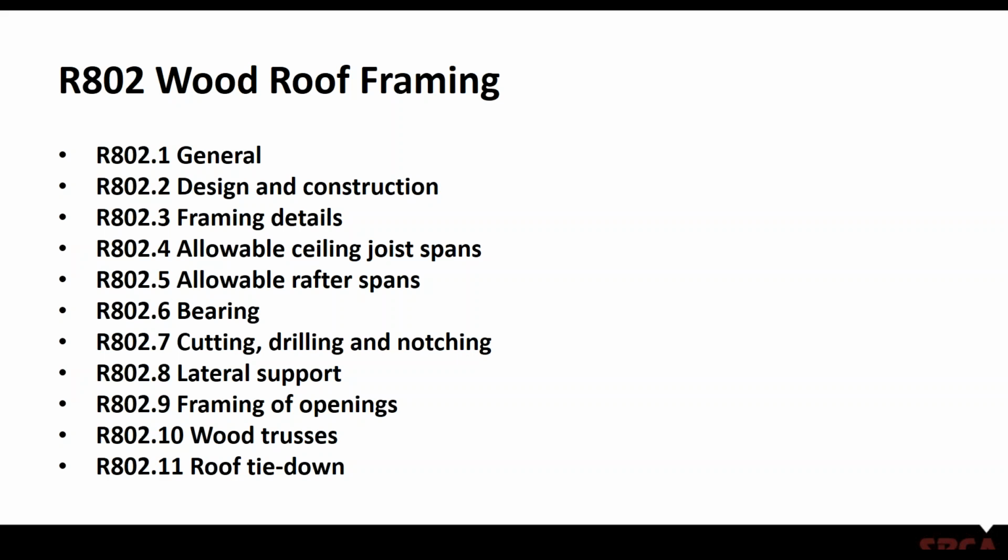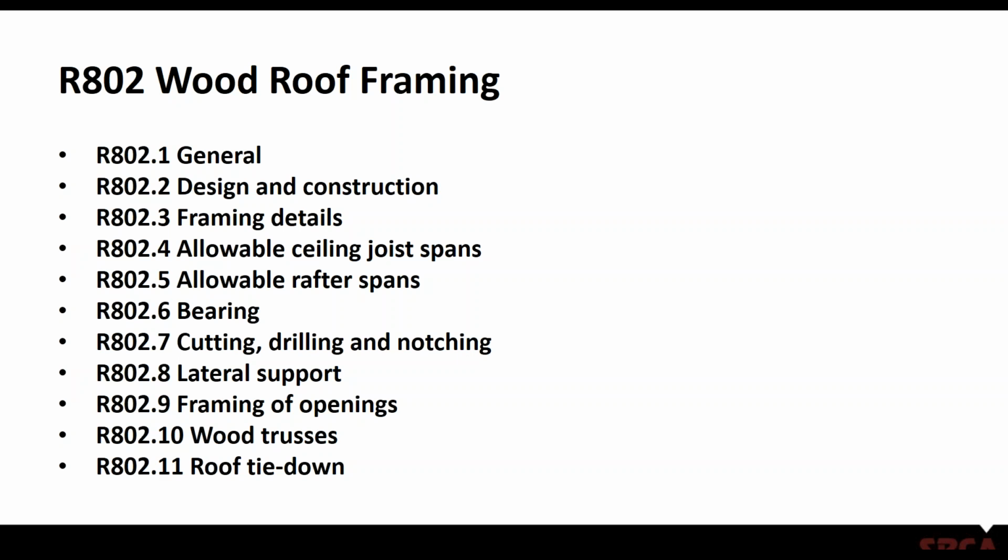R802.2 talks about the design and construction requirements. Point 3, framing details. Point 4, allowable ceiling joist spans. Point 5, allowable rafter spans. Point 6, bearing considerations. Point 7, cutting, drilling, and notching, which certainly all framers and people in the trades, from what I've seen in doing truss repairs, everybody's familiar with those requirements. Lateral support, framing of openings, wood trusses is in R802.10, and finally R802.11 is roof tie downs.